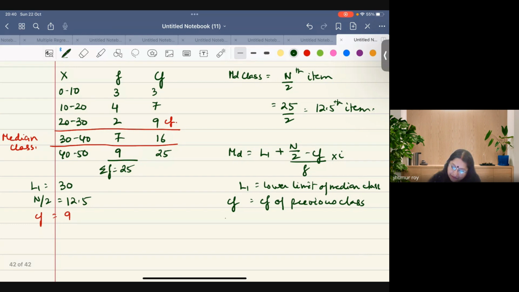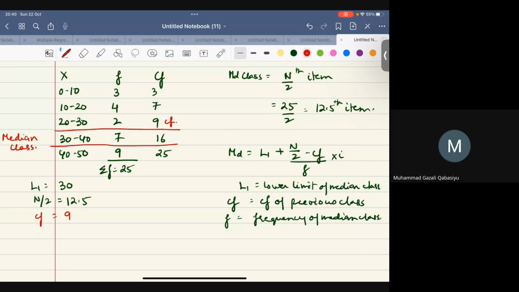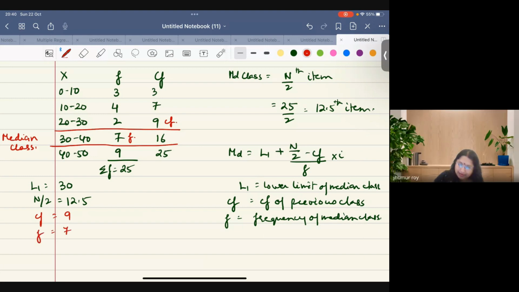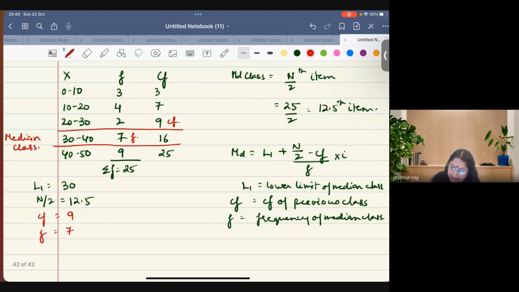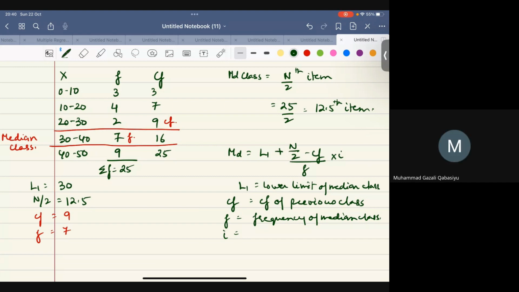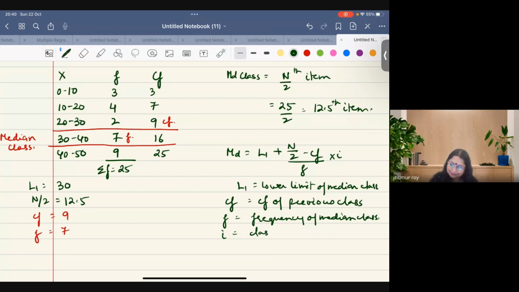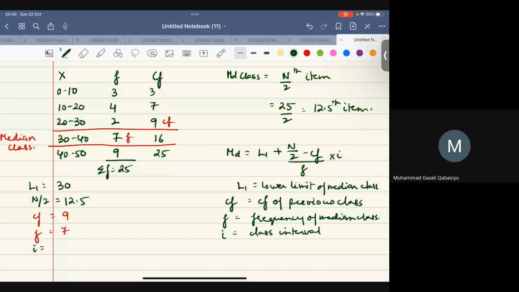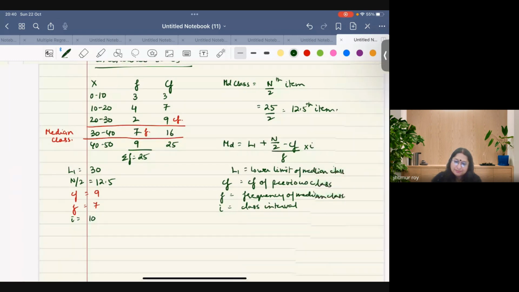Then you have F, the frequency of the median class. What is the frequency of the median class? So the frequency of the median class will be 7. Okay. And what is I? All of you know, I is the class interval. How much is the class interval? 10. Okay. So now we just substitute these values.